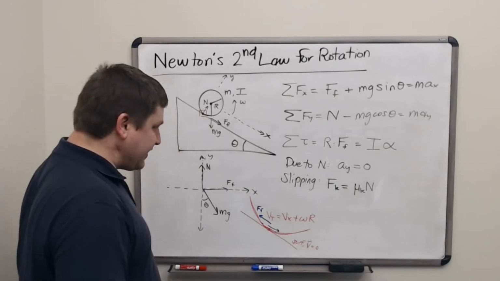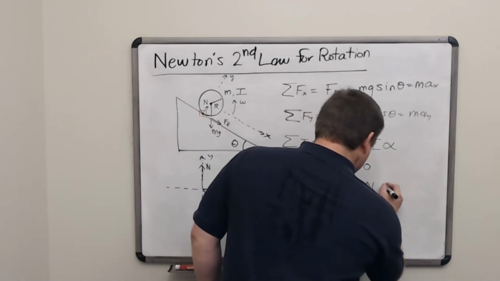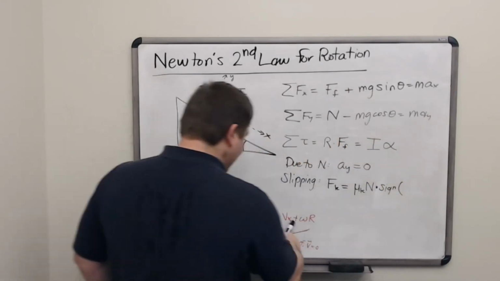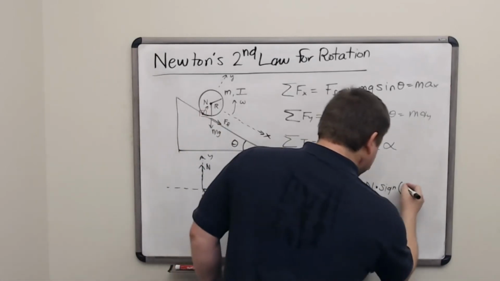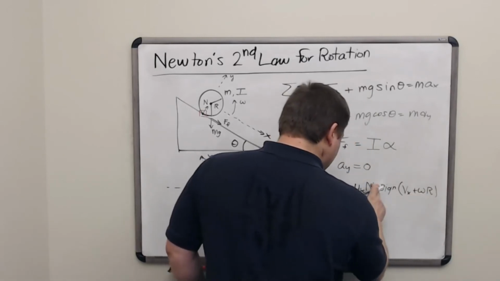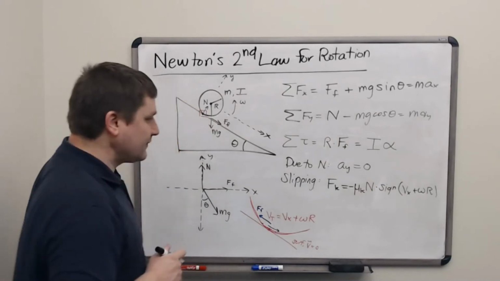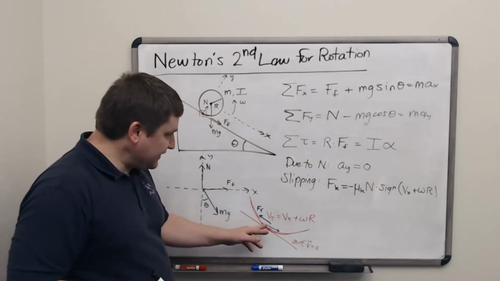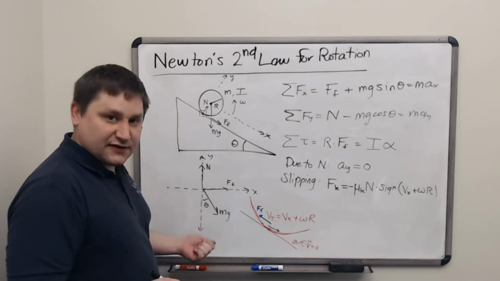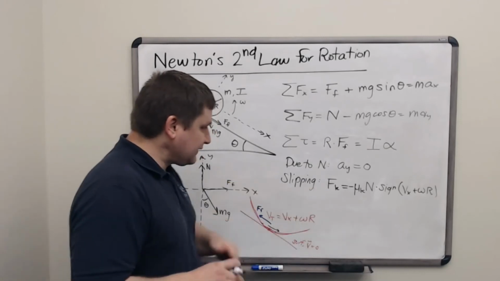The magnitude is mu k n, and the direction of the frictional force is equal to the sign of this quantity, Vx plus omega r, in the opposite direction. Okay, so if Vx plus omega r is positive, then the force of friction is in the negative x direction. Okay, so that's the case of slipping.